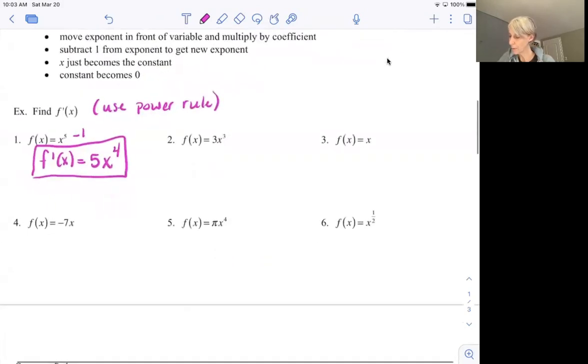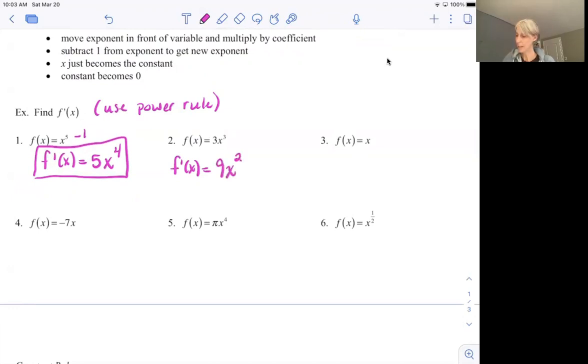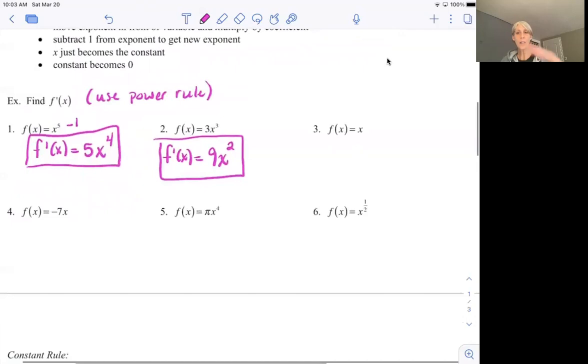In example 2, if f of x equals 3x cubed, f prime of x is going to equal, we're going to move this power down in front, multiply it by the number that's already there, subtract 1 to get the new power. And that's our derivative function. And remember, that's a rule. We can plug in different x values and get the slope of the tangent line as we move through different points on the curve.